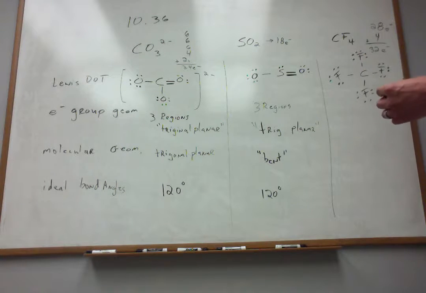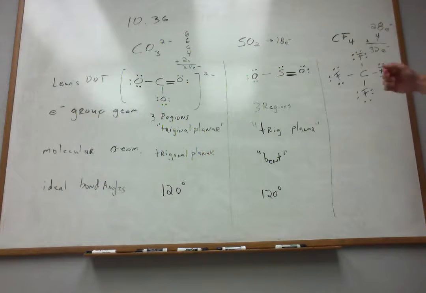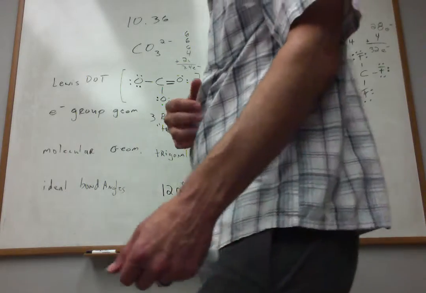Okay. So the central carbon has 4 bonds. It has its octet. Each fluorine also has completed its octet. We've got 6, 12, 18, 24, plus 8 bonding electrons. That makes 32. So my structure is valid. Now I need to assign it electron group geometry and molecular geometry. What would this look like?